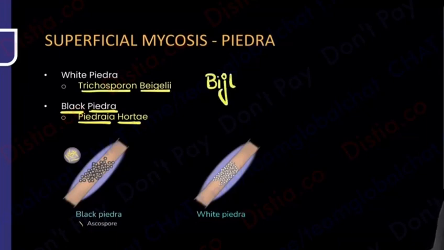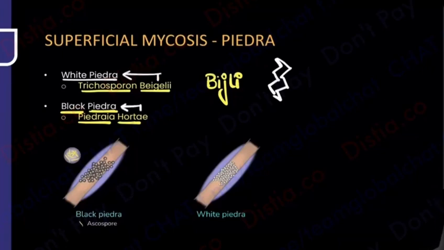I hope everyone understands that much Hindi, that bijli is lightning. Lightning, bijli, is obviously white in color. So when I say bijli, I'm talking about white piedra. When I say hortae, I'm talking about black piedra. That is something that is important.